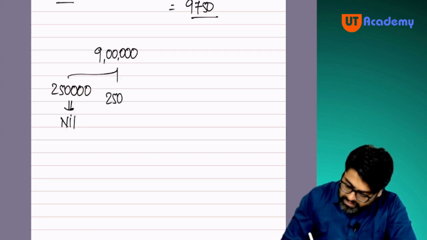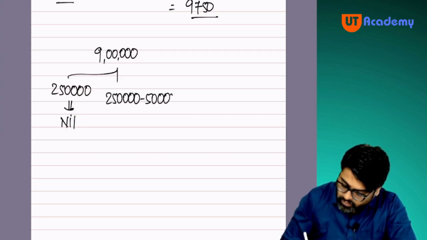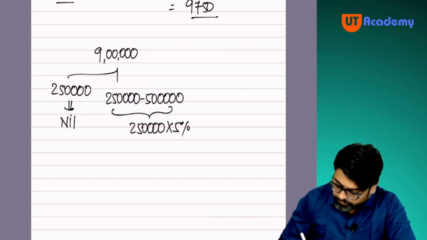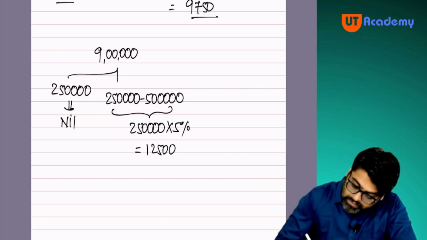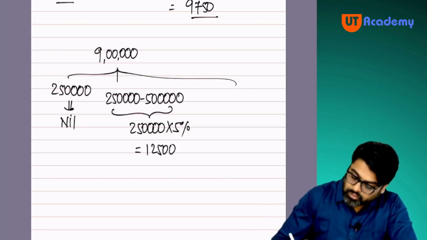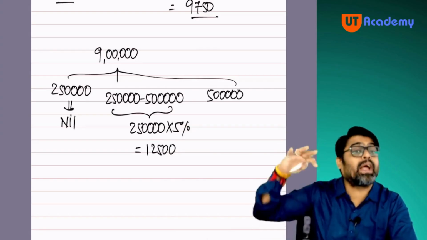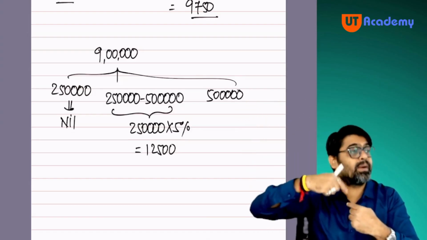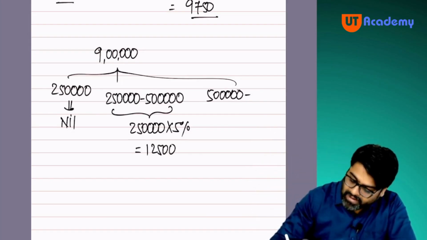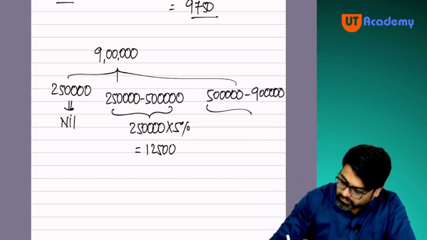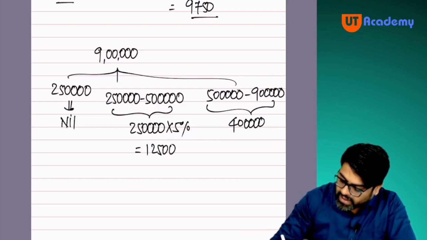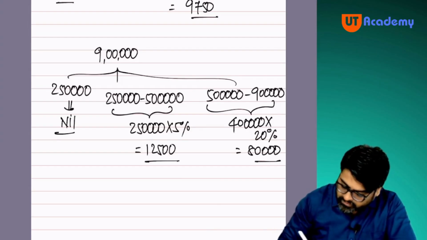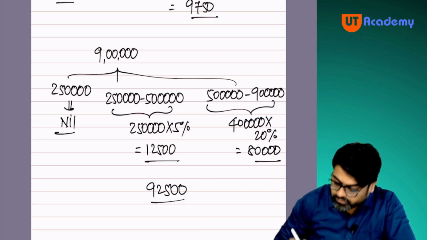Then can I say 2,50,000 to 5 lakh of my total income? This slab is for 2,50,000. On that I will pay 12,500. And now can I say my total income exceeds 5 lakhs? So from 5 lakhs to 10 lakhs, I am supposed to pay how much? 20%. But my total income is only 9 lakhs. So can I say 5 lakh to 9 lakh, this part of my total income is 4 lakh rupees? Yes or no? On this I will pay 80,000, so 80,000 plus 12,500 plus nil will give me this total tax.